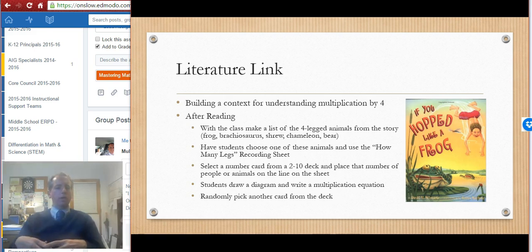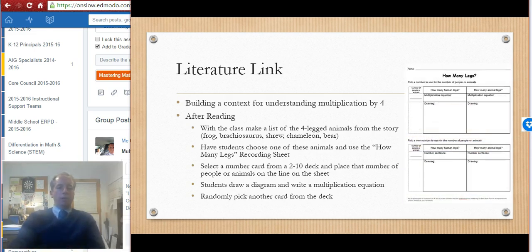We want kids to do that not because we're telling them the fact, but because they've drawn it out and they've solved it, right? So let's go ahead as a class and make a list of all the 4-legged animals that we saw in our story: the frog, the brachiosaurus, the shrew, the chameleon, and the bear. The kids choose one of those animals and use the recording sheet that we'll look at in just a second. They pick a number card from a 2 to 10 deck and put that number of people on the line on the sheet. Then they draw a diagram and write the multiplication equation, and then repeat that with another card from the deck.